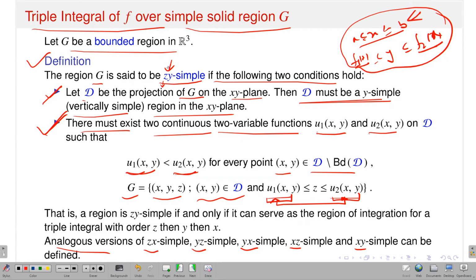zy simple, the first variable z varies from some function of x,y to another function of x,y, and what will happen in the y variable, since it is vertically simple, y should vary from some function of x to some function of x. So, that is how it is.